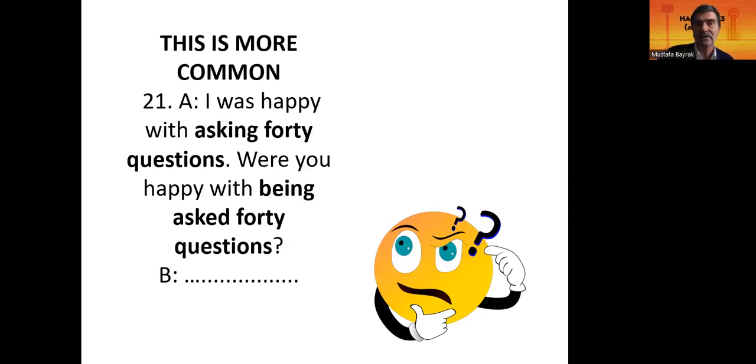So A is the person, and he asked the question. B is the person, he answered the questions. So both of them are happy. Both of them were happy. In fact, this happened in the past. Both of them were happy. One of them was happy, and he says that I was happy with asking, and B says I was happy with being asked 40 questions. Being asked.